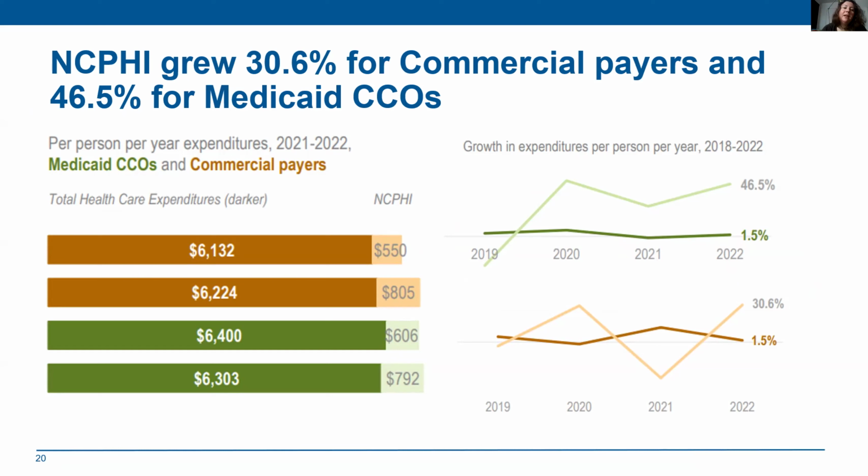So you can see the Medicaid CCOs, dark green, 1.5% growth in expenditures, and the net cost of private health insurance bouncing around above that. Same for the commercial market in the orange bars, you can see this really fluctuates. NCPHI bounces around year over year because it's related to how well payers are predicting how much they're going to spend, as well as what happens with utilization. So if there's higher spending because utilization is up, then there will be less NCPHI and vice versa. So this is much more variable.